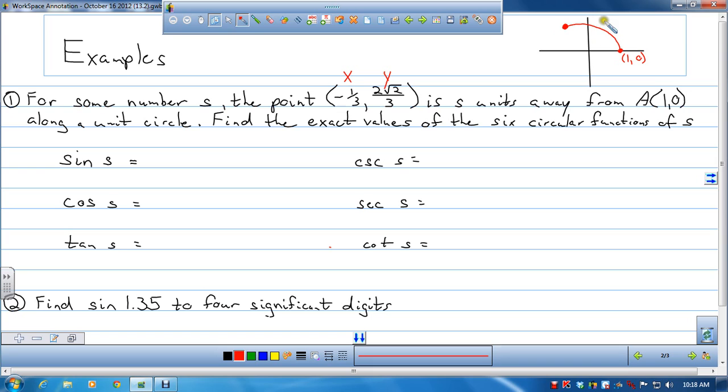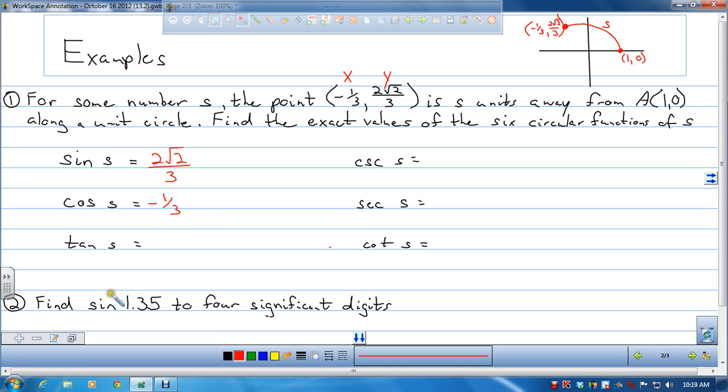Well, if this is s right here, this arc length, the sine of s, as I remember, is simply equal to the y value of that point, right? So this is -1/3, 2 root 2 over 3. Okay. So that's simply going to be 2 root 2 over 3. Quite simply, the cosine is going to be equal to -1/3.